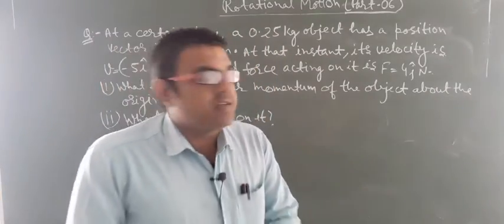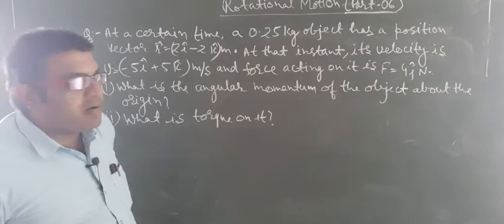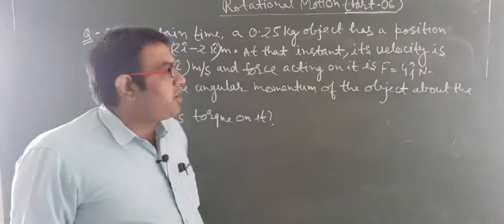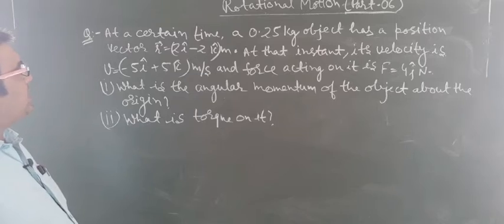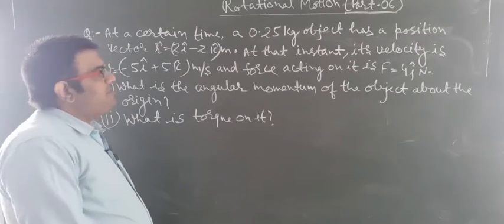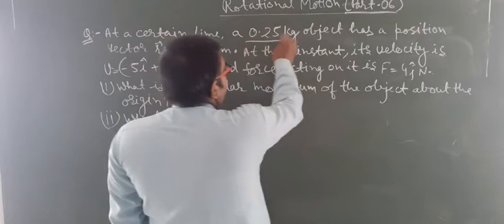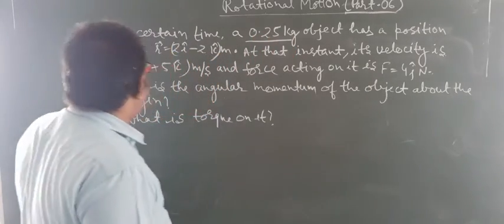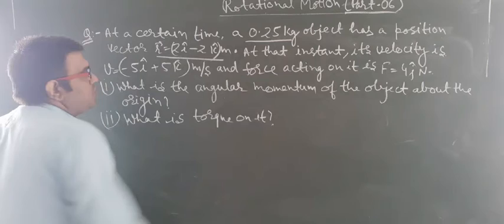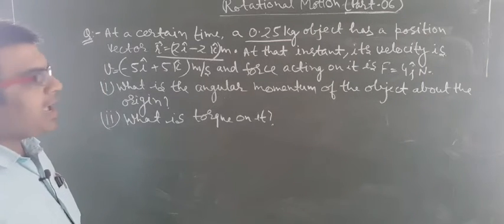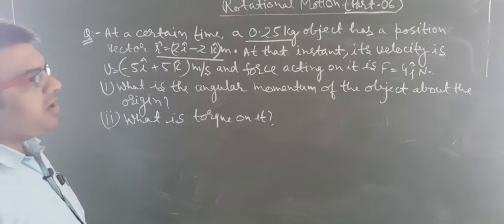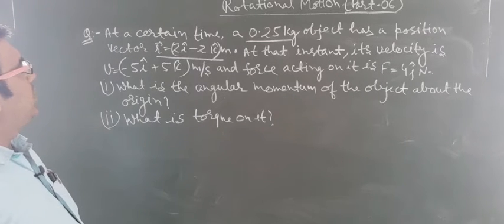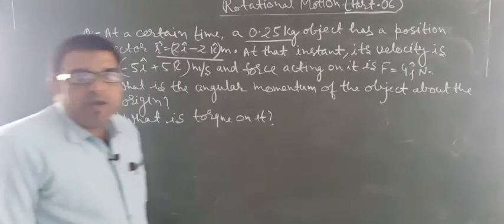Yes students, look at the numerical for the angular momentum and torque. Calculation of angular momentum and torque is given here, and it is said that at a particular instant of time, a 0.25 kg object has position vector 2 i cap minus 2 k cap. This is the position vector for a mass of 0.25 kg, which is located at any point P from the origin.